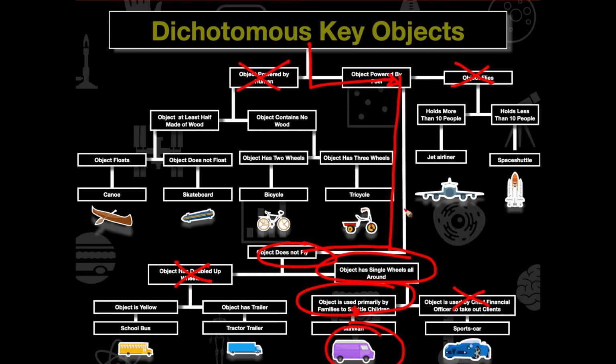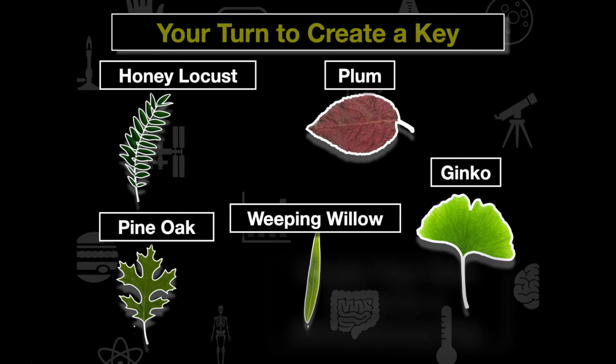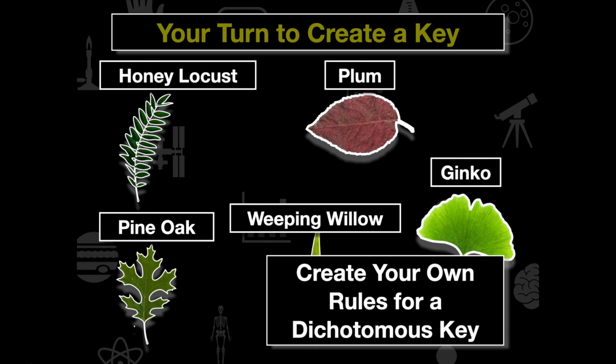So again, we're following our dichotomous key to figure out what that object is, and we'll do that for our trees. What you are going to do is take these leaves and create your own rules for a dichotomous key, either in the enrichment activity or in the fill in the blank activity that is on your lab. We're going to create a series of rules to categorize these leaves, so that if somebody didn't know how to categorize trees based on leaves, they could follow these series of rules and figure it out.